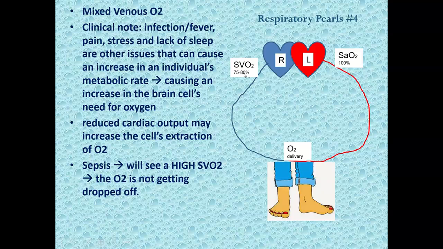Now, will the opposite occur? Yes, it can. Sometimes in certain issues like sepsis, the UPS truck is filled with oxygen packages, but the cells can't grab it or can't extract it. And so if it's 100% here, by the time it makes its way all the way around, maybe 1 or 2 O2 packages have been dropped off, and the mixed venous O2 is 90. And that's a bad, bad sign, because your cells have to have oxygen or they're not doing well.